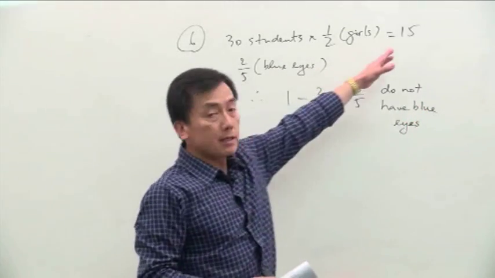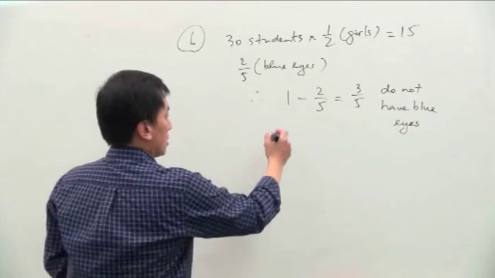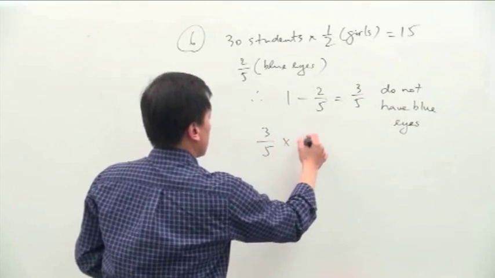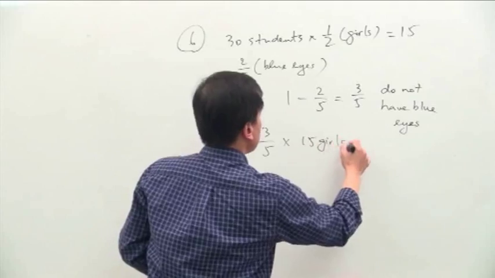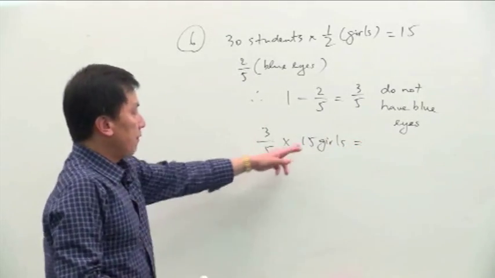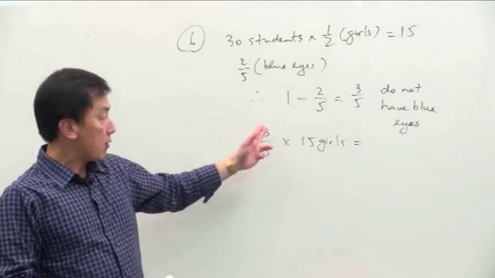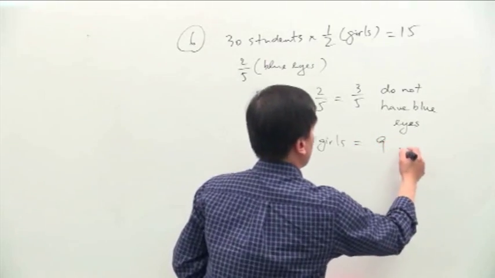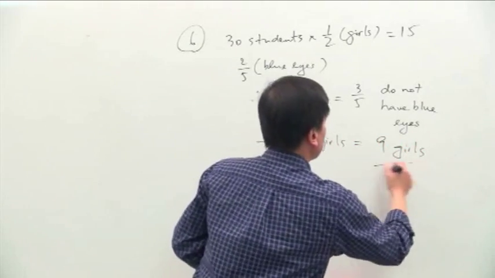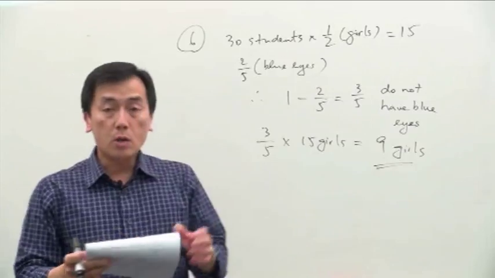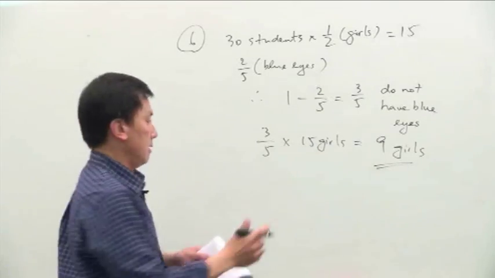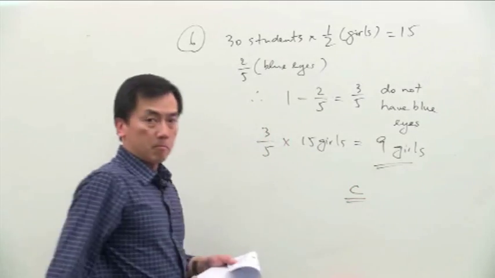And we know that there are 15 girls in total in the class. So it's going to be 3/5 times 15 girls. 15 divided by 5 gives us 3. 3 times 3, that would give us 9. So the answer is 9 girls who do not have blue eyes. So in this case, it's going to be C.